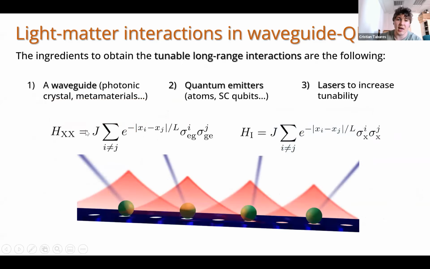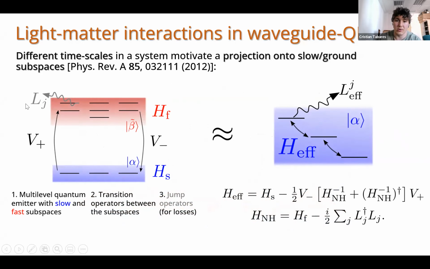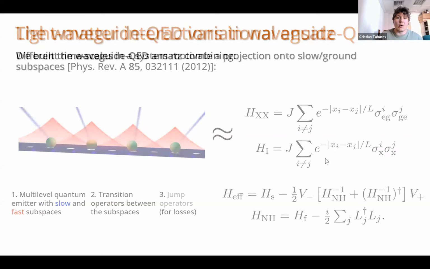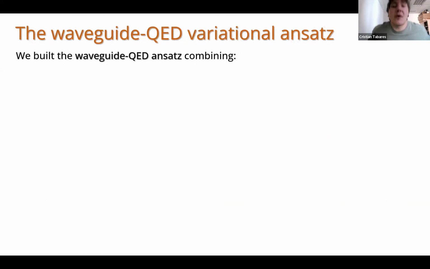These Hamiltonians are simply the ones obtained once you project the dynamics of the whole Hilbert space over the slow subspace. With this in mind, we get these models. More or less, this is the idea. We get all this set up, and at the end of the day, under some approximations, we finally reach models of this type. And with all of this, we build our waveguide-QED ansatz, which is the one that we compare with other types of ansatz usually used in variational quantum simulation.